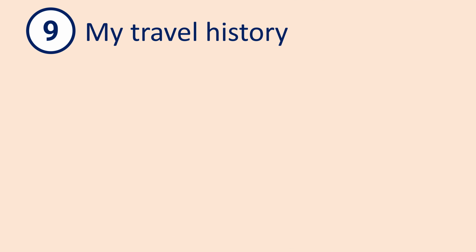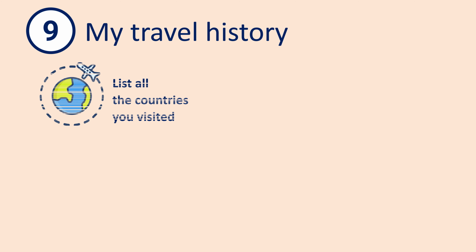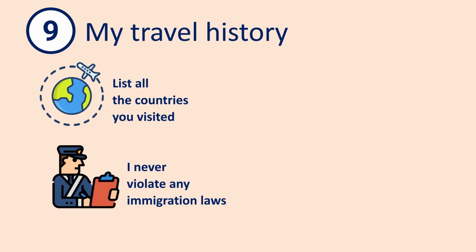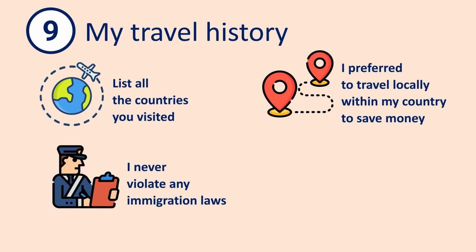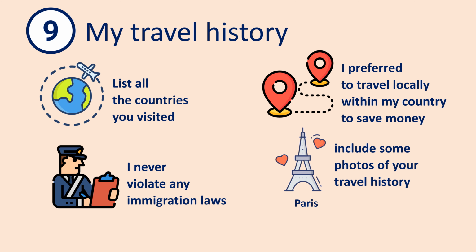In the travel history section, mention all the countries you have visited and lived. Highlight the fact that you did not overstay and did not violate any immigration laws. If you do not have any international travel history, you can say that you prefer to travel locally within your home country to save up money, and that you are a law-abiding citizen, and will show the same respect to Canada. It would be very good if you include some photos of your travel history in your purpose of travel file.